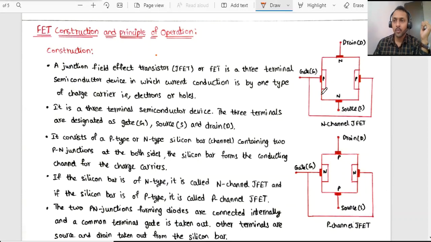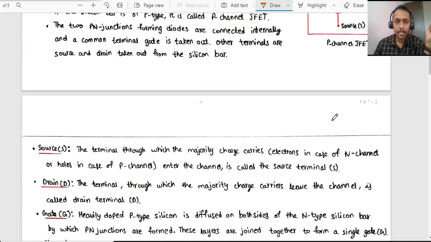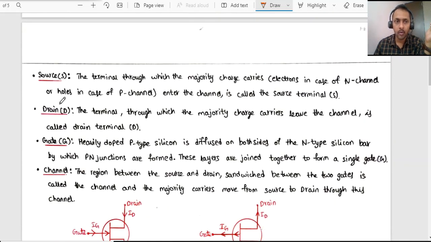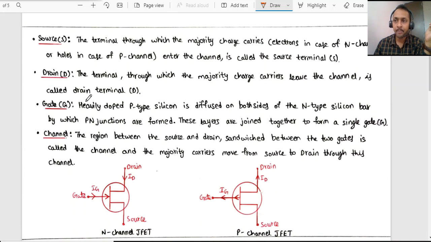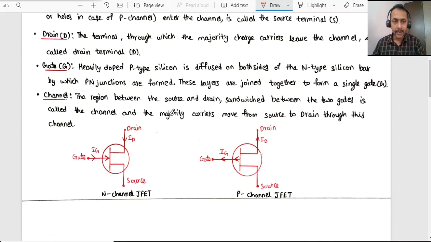In this video, we are going to discuss the FET construction and its principle of operation, the junction field effect transistor. We will discuss what we mean by N-channel junction field effect transistor and P-channel JFET, and also what the functions of source, drain, gate, and the channel are. What do you mean by channel in a junction field effect transistor?